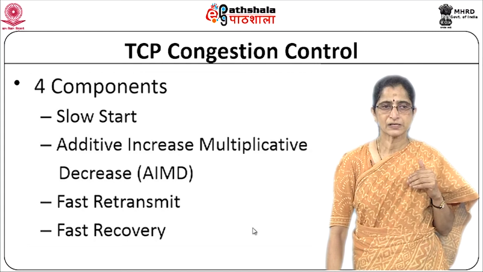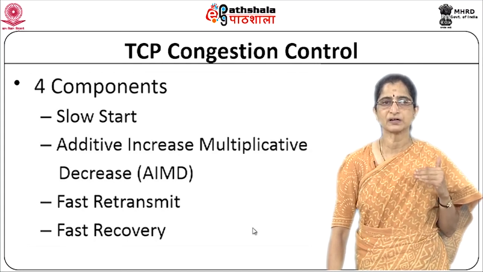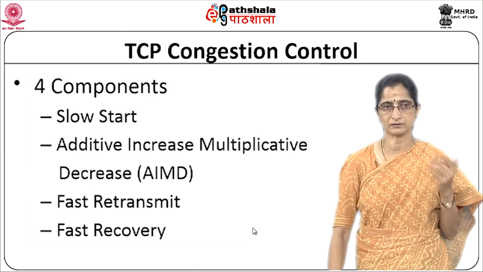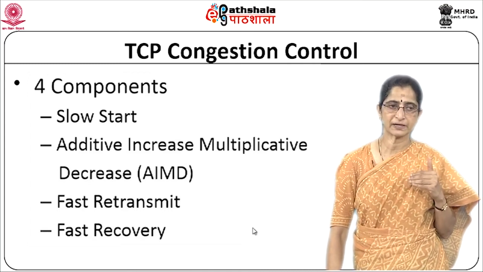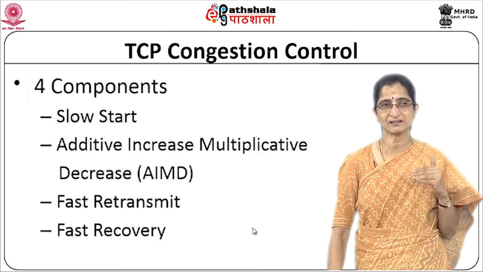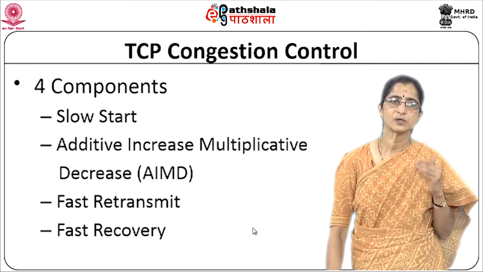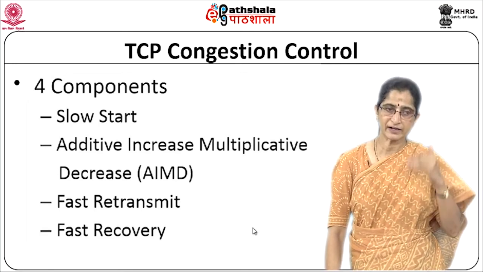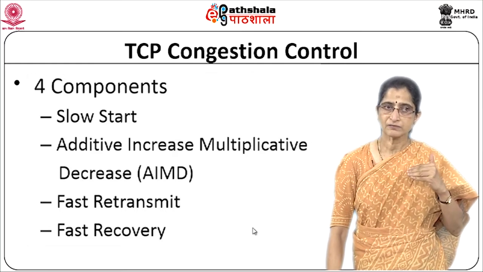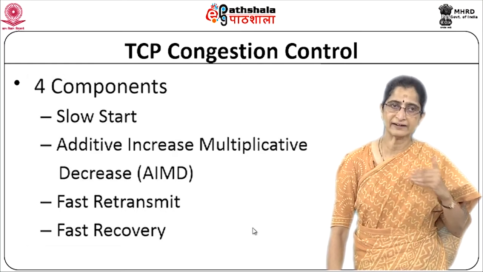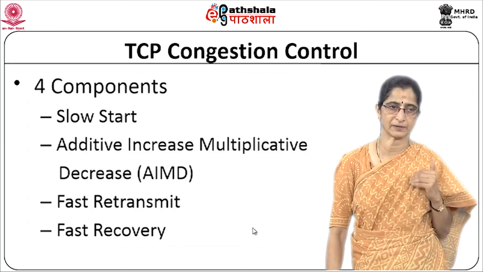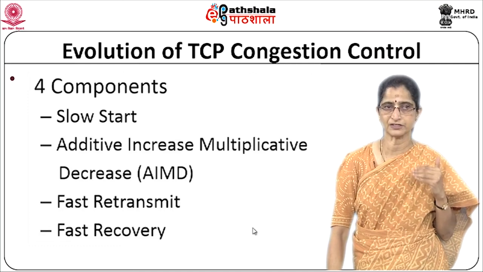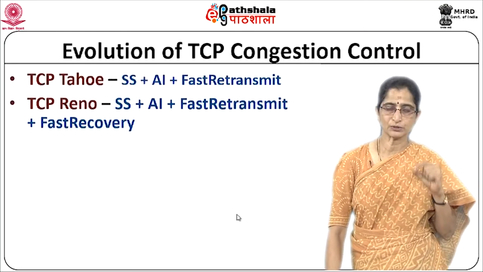Remember that slow start is where we start off with a congestion window size of 1 and keep doubling it until we hit a threshold or until a drop occurs. Additive increase, multiplicative decrease is used once we have hit congestion, that is, we have identified that congestion has occurred by means of some drop. Then you reduce the congestion window and further increase it only additively, a linear increase, but your decrease is a multiplicative decrease. Fast retransmit and fast recovery are 2 other techniques that are used. We will come to these in detail.